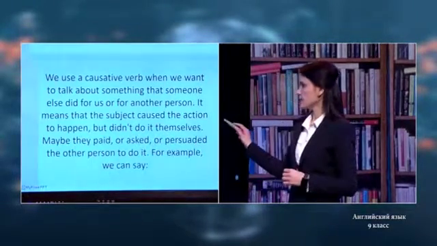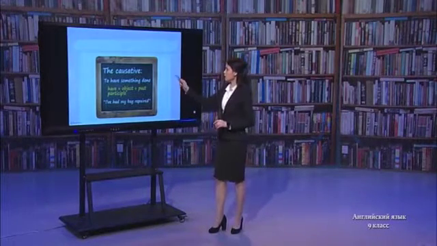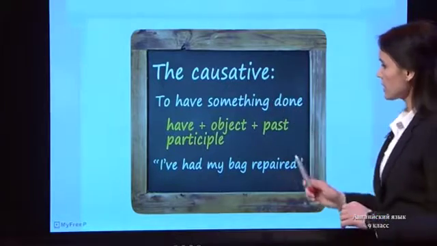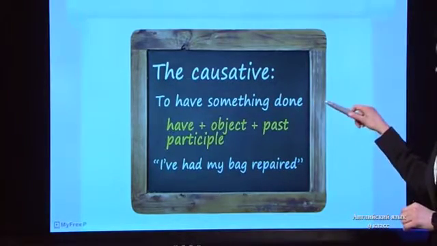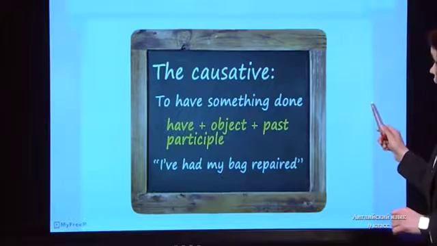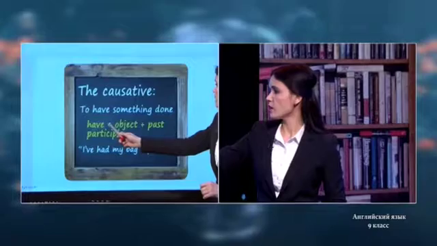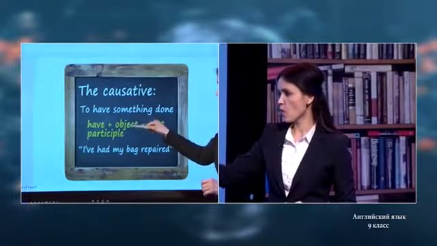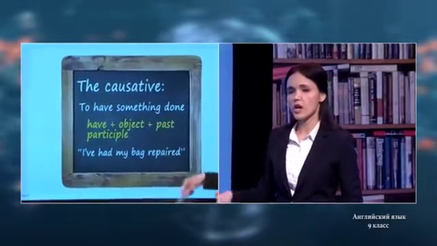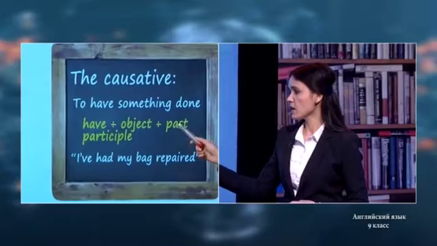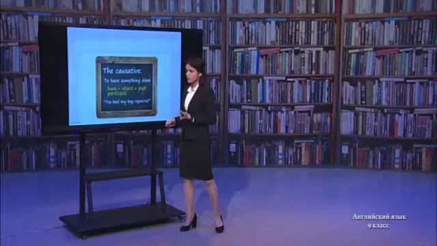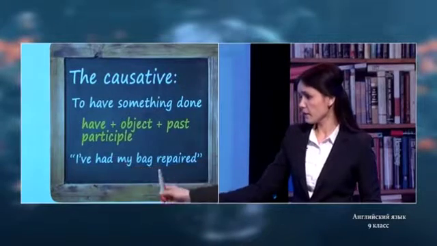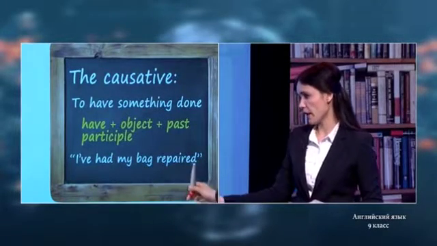For example, we can say to have something done. Let's take a look at this formula, the structure. The structure gives you the verb have plus object. That means what object are you going to describe? And plus past participle, the third form of the verb. So let's give you an example. I have had my bag repaired.